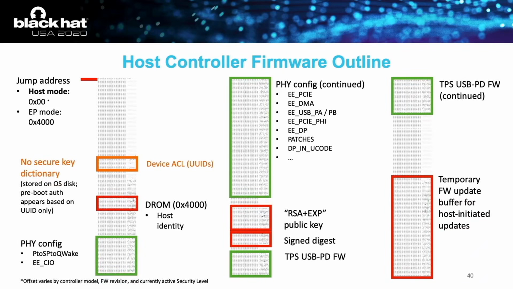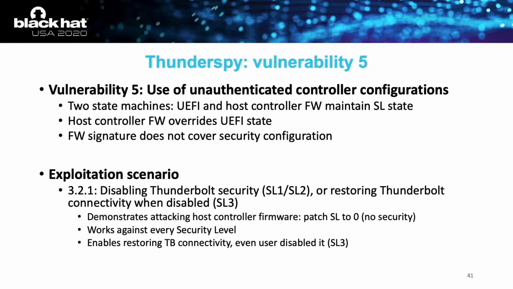Now, what was more interesting is another part we found: the host security level configuration. And yes, it's there in plain text, and no, it's not covered by any signatures. So all the attacker would have to do is patch the host controller firmware to, for example, disable Thunderbolt security or restore Thunderbolt connectivity when it was disabled by the user.